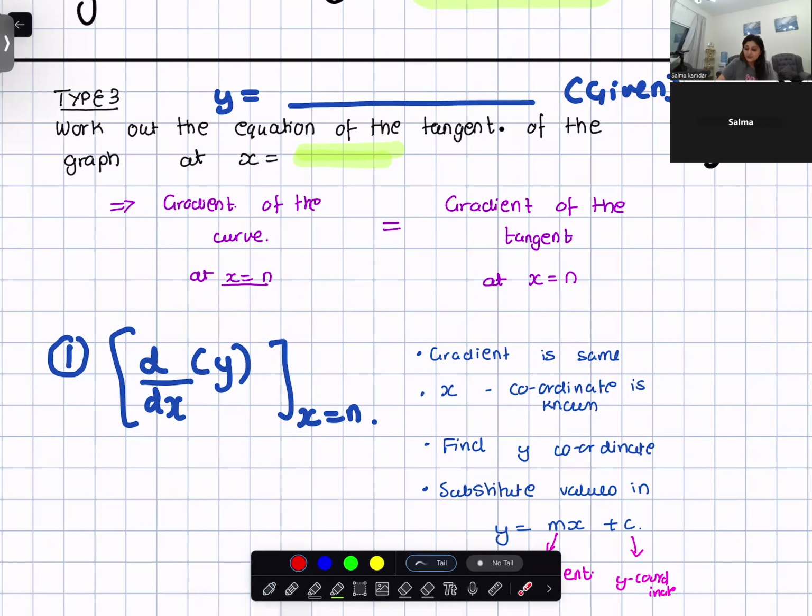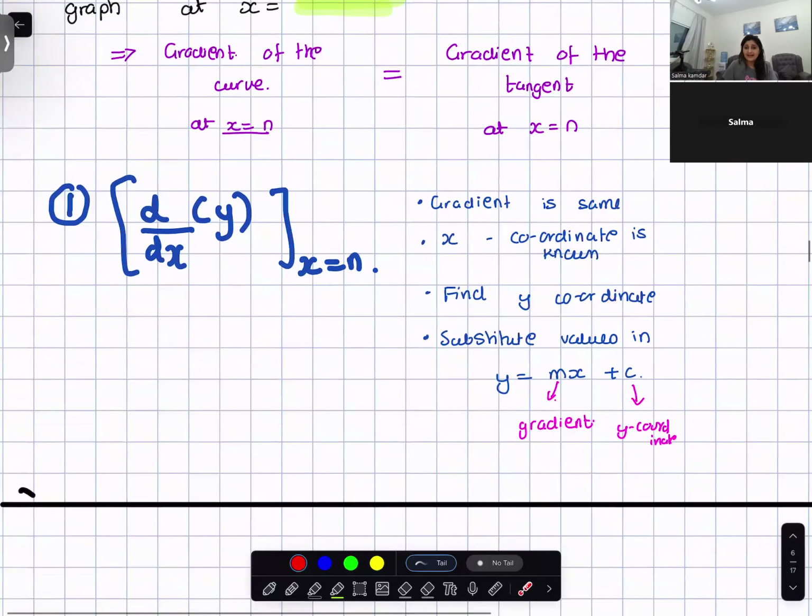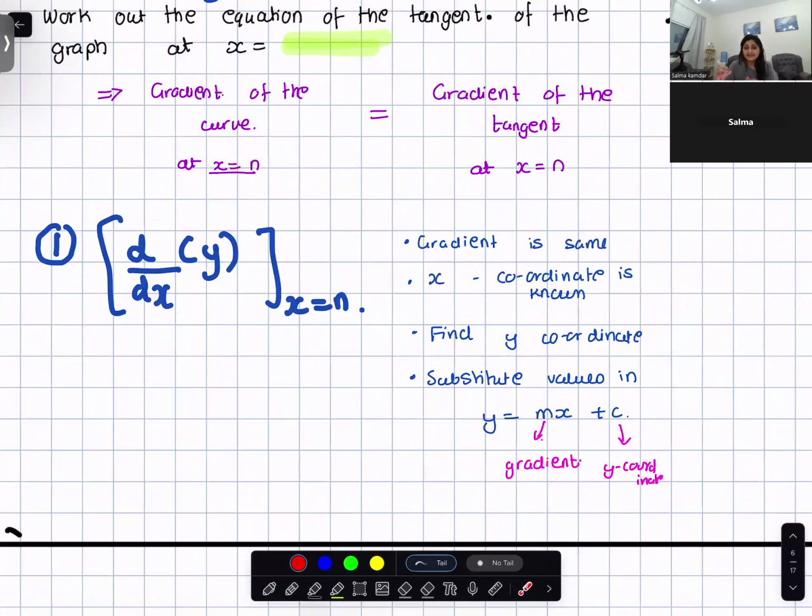I know the x coordinate because the x is given. Now I need the y coordinate. So the gradient is the same, and the x coordinate is known. With the help of the x coordinate you get the y coordinate. So you substitute the value of x to get the y coordinate, and then you substitute in the equation and find the equation of the line.